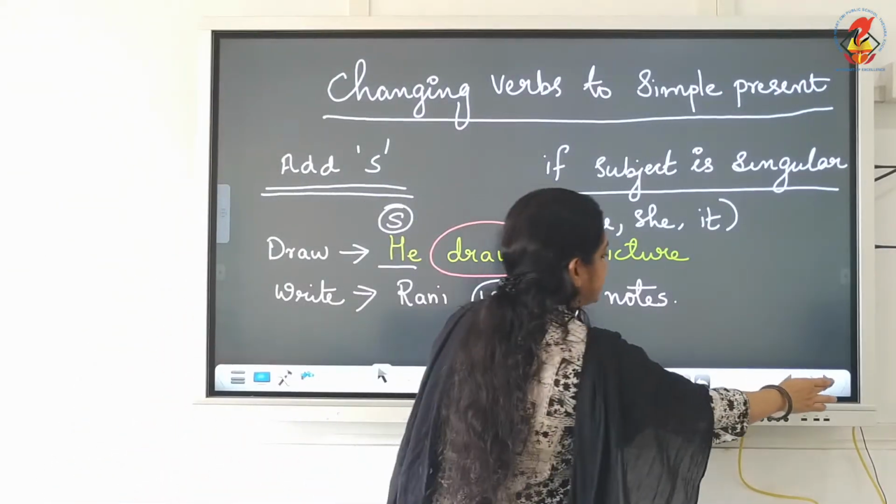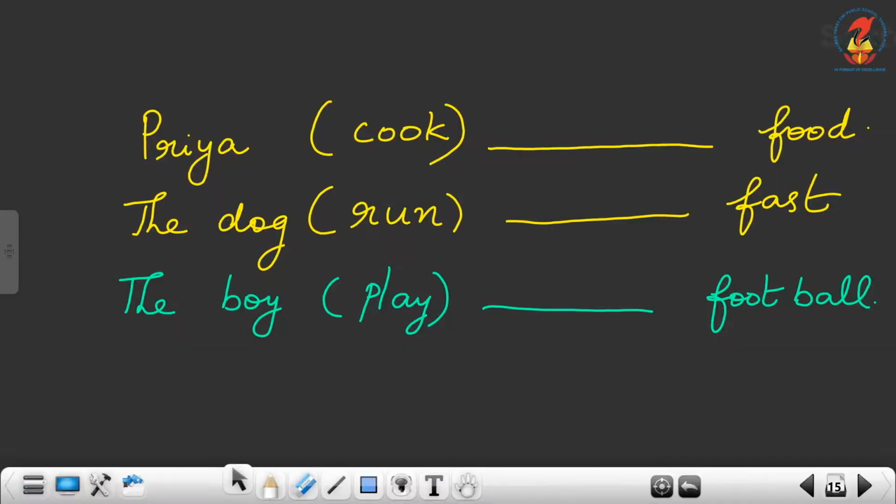Now the next one, how will you fill up these answers? Try to find out answers for these questions. Priya, cook is the verb given. Which form of the verb you have to use? Priya, what is the answer? Priya cooks.